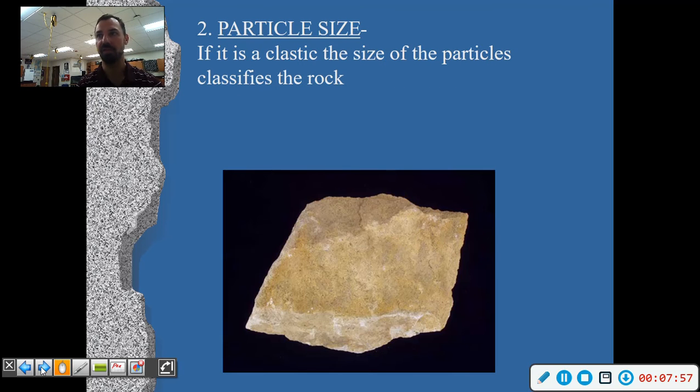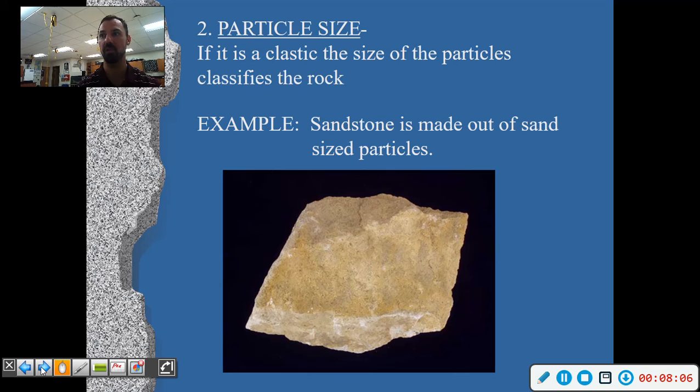Okay, particle size: if they are clastic, the size of the particles will determine which rock you have. So for an example, sandstone is sand-sized particles. Siltstone is silt-sized particles. And shale is clay-sized particles.